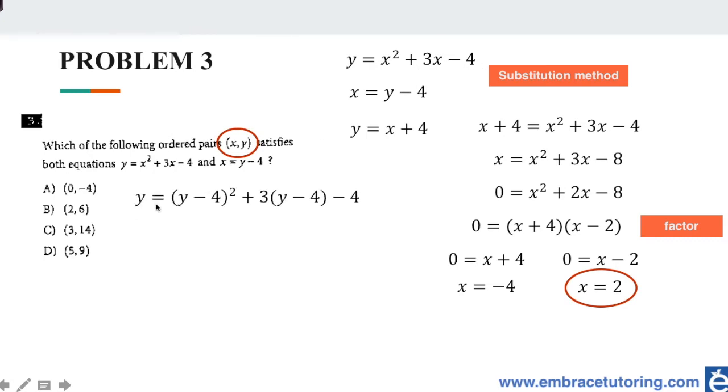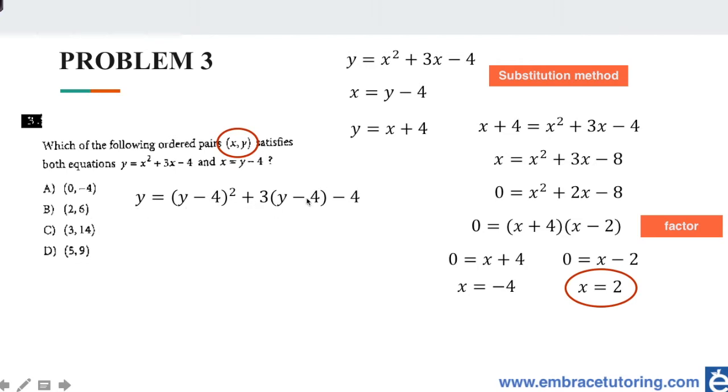So now I have y equals (y minus 4) squared plus 3 times (y minus 4) minus 4. The reason I'm doing this is I'm taking my y minus 4, this x value, and plugging it into my other equation, as if I'm essentially solving for y, not necessarily solving for x. And hopefully what I get, if indeed B is my answer, is that y is going to equal 6 in this instance.